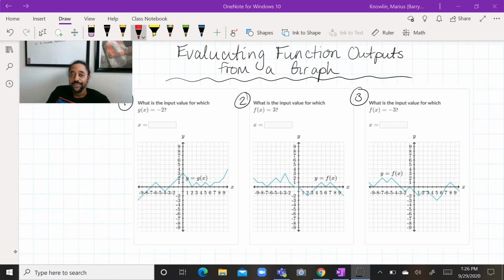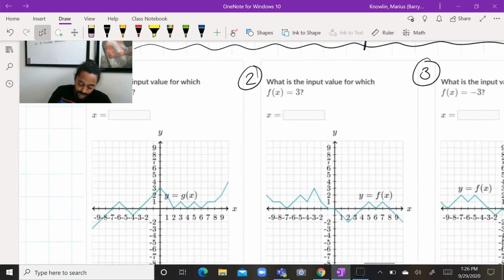Hello and welcome back. Today's lesson is going to be about evaluating functions, and more specifically we're going to be evaluating their outputs, which means that we're going to be determining what the input value is. Okay, so let's go ahead and take a look at number one.